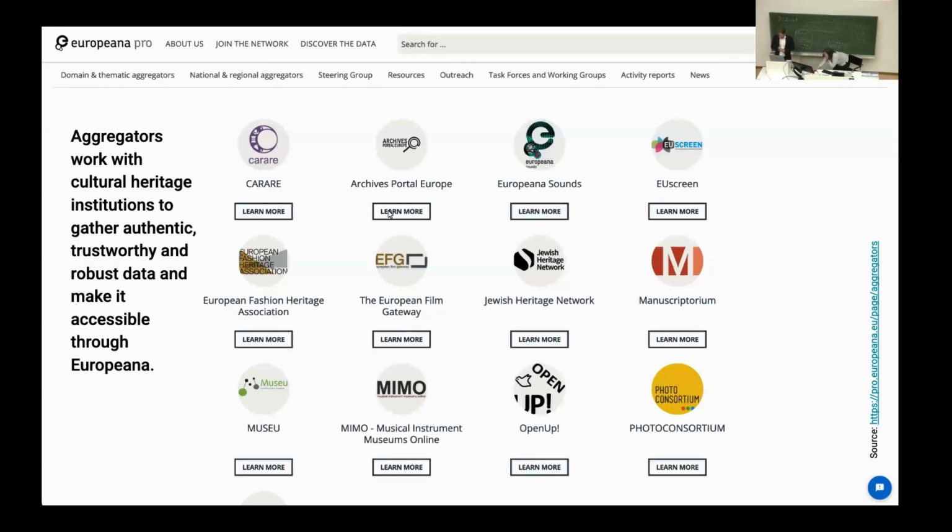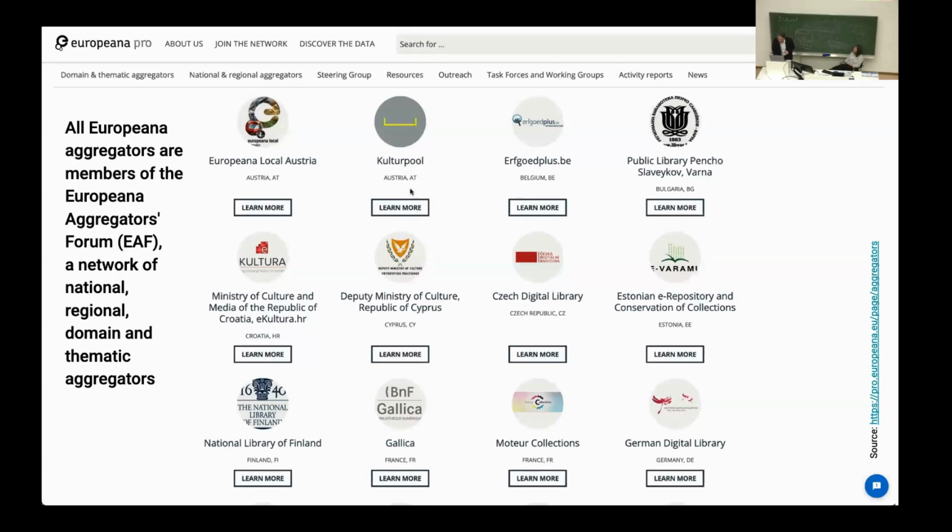Heritage. You have some from Pilgrim heritage, from Jewish studies, but also you have the Europeana Local Austria.